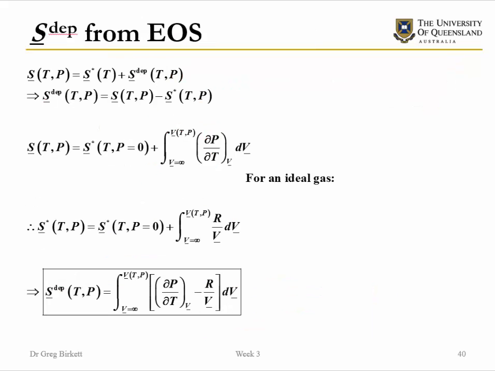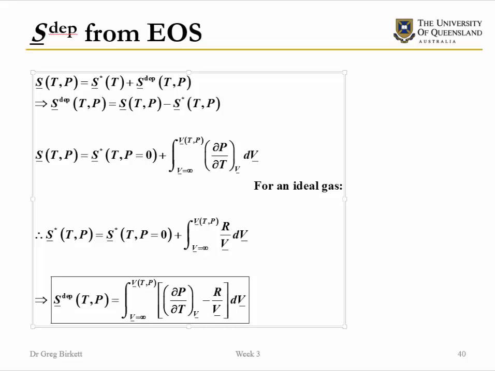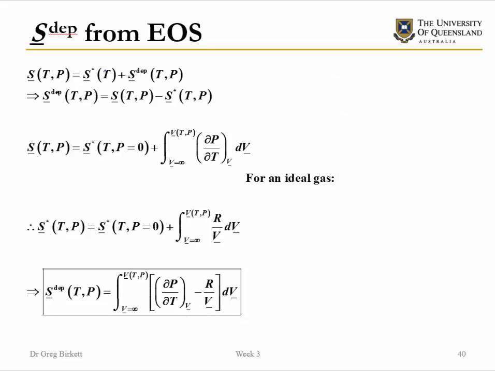Now, if we're going to calculate departure entropy from an equation of state, we need to be a little bit careful here. That's because the ideal gas entropy is a function of temperature and pressure. So I can already see that I've got a slight mistake in the slide here. This should be T comma P. Because the ideal gas entropy is a function of temperature and pressure, rearranging the definition, I can get the S departure.